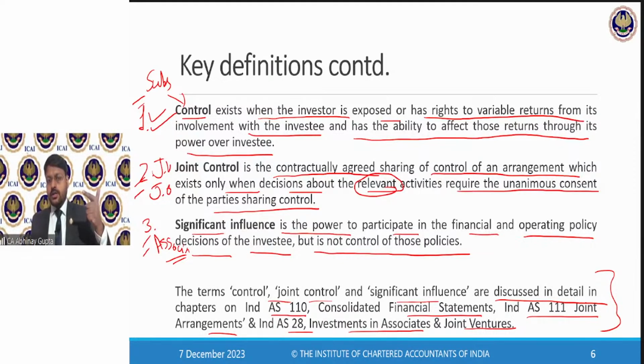One is control, another is joint control, and the last is significant influence. Control means whatever I say has to be accepted by the other party. That is called control. Joint control, two parties, whatever they say mutually has to be accepted by the third party upon whom we are exercising control. And significant influence, I have the right to say something. He is reasonably expected to listen to me and act accordingly, but I cannot force my decision. That is called significant influence.